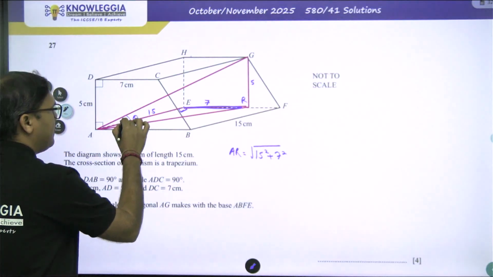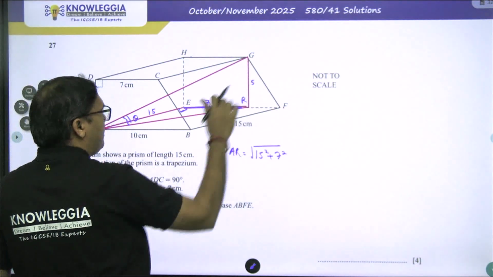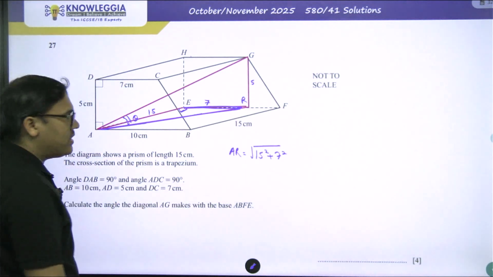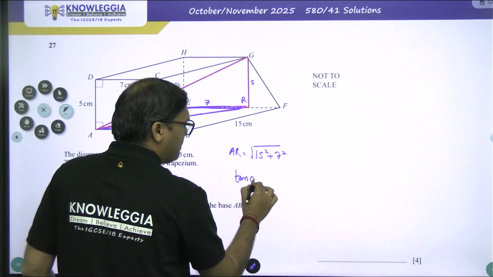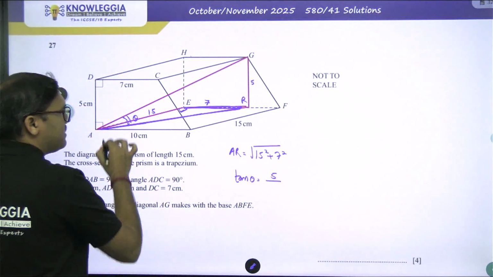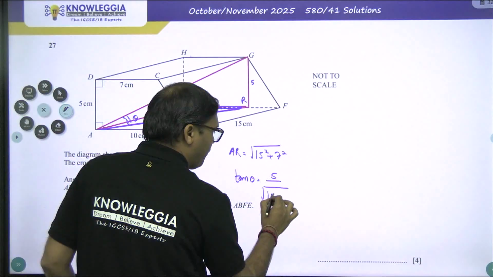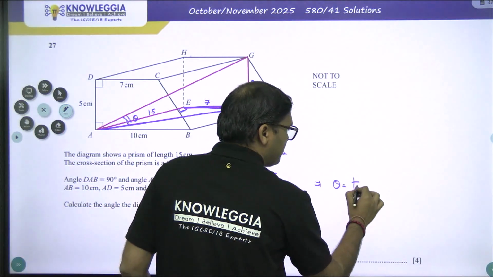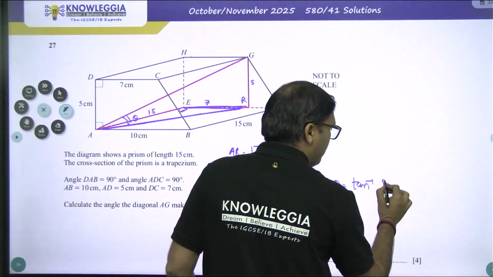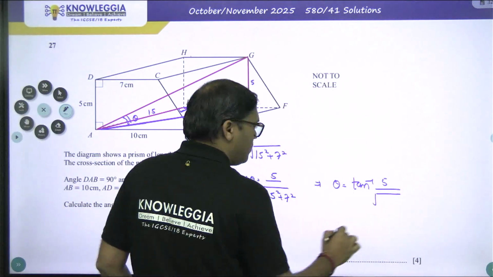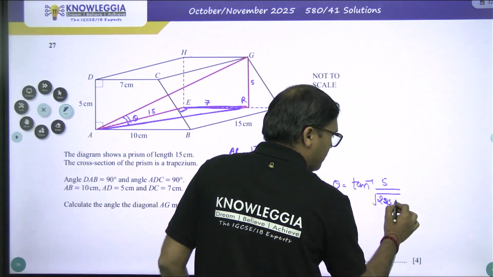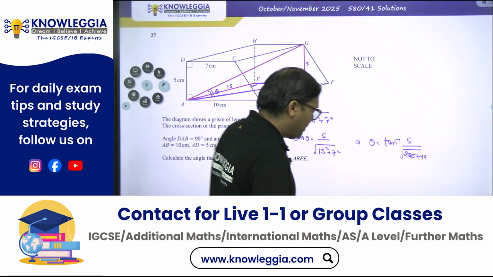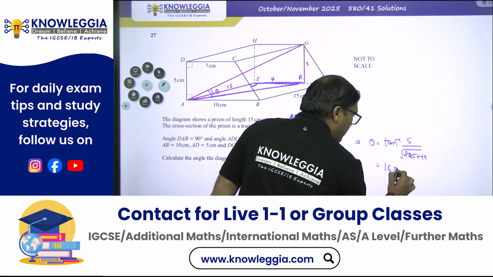So now we can easily see, if I take this angle, this height is 5 and this length is AR. This is this value. So what is tan theta? The opposite side, that is equal to 5 upon what is this length AR? This is under root of 15 square plus 7 square. So from this, you can easily get what is theta. This is tan inverse of 5 divided by root of 225 plus 49. And now you can just use the calculator and check what this value is. You will find this will be equal to 16.8 degrees.